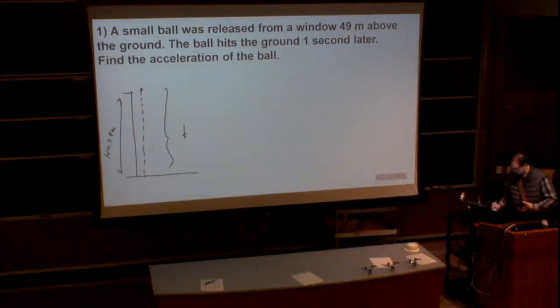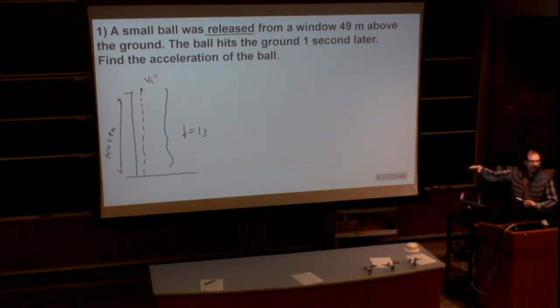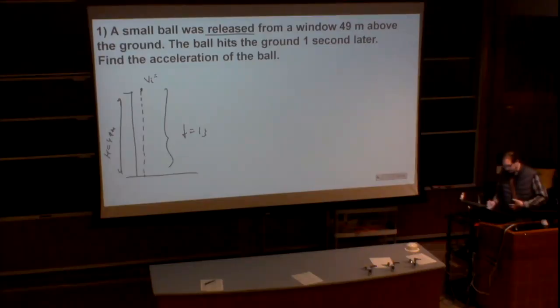Now, the initial velocity of this ball equals what number? 0. How do we know? It says released. We let it go. How do we know the ball was released? Anybody? It's on the screen. But more importantly, because we can read. If we couldn't read, we wouldn't be doing this problem. So there's a reason for everything. That's 0.